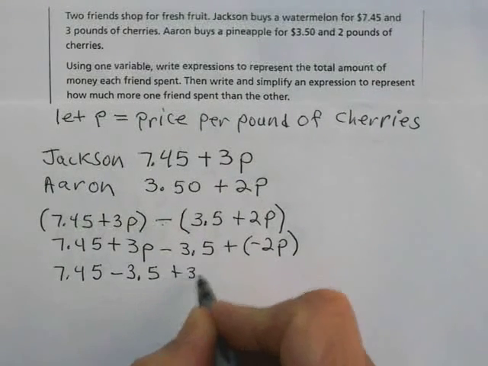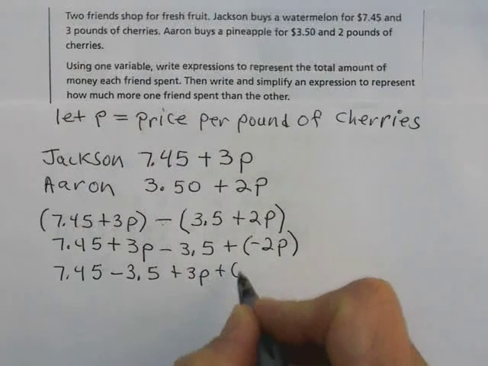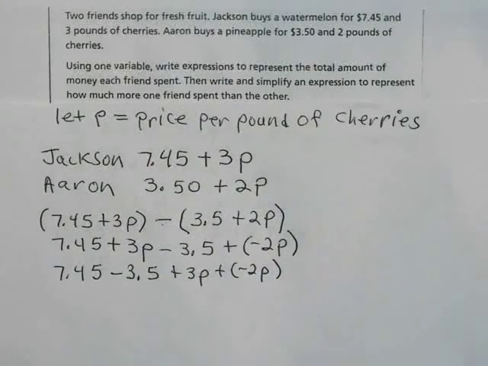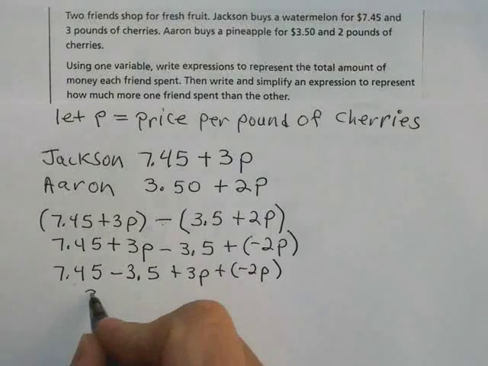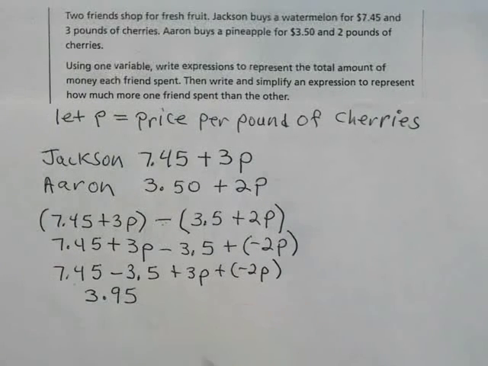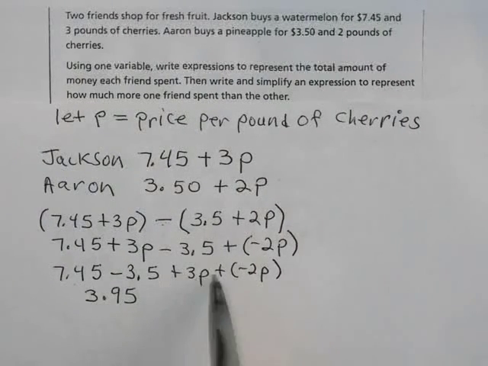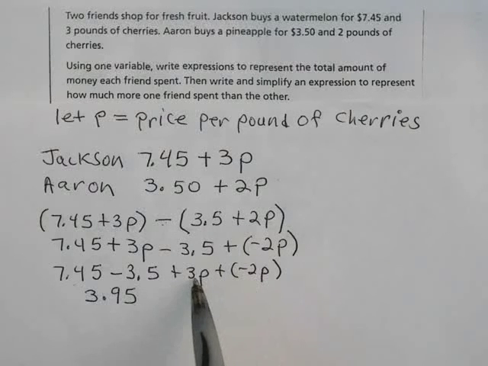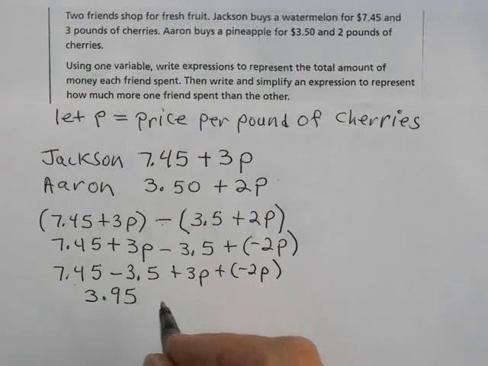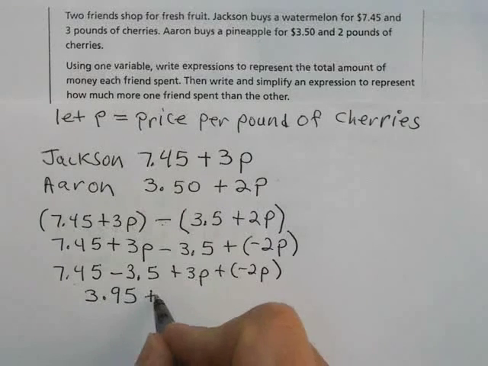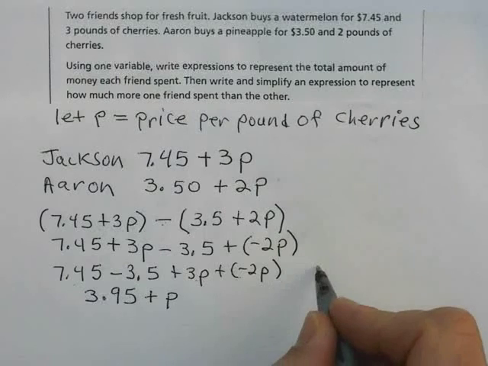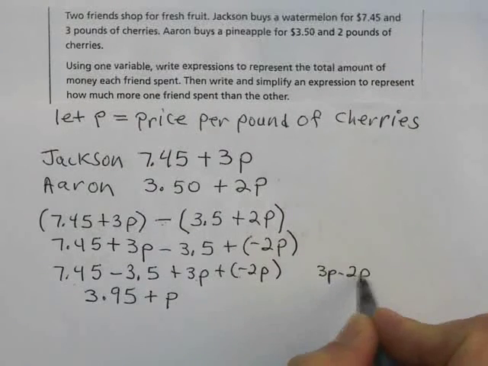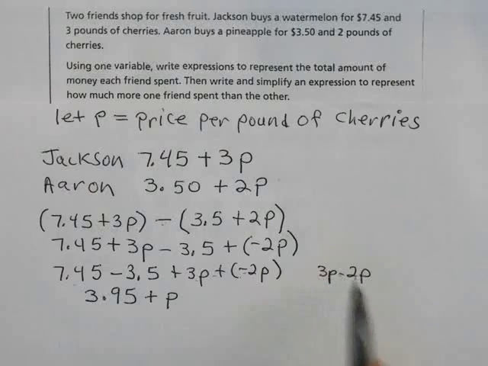And let's see, that'll take me to 7.45 minus 3.5 plus 3p plus negative 2p. All right, let's combine these terms. So 7.45 minus 3.5 would be 3.95. And then 3p plus negative 2p would be the same as 3p minus 2p, which would be simply plus p, right? Because this part can be rewritten as 3p minus 2p. Adding a negative is the same as subtracting a positive.